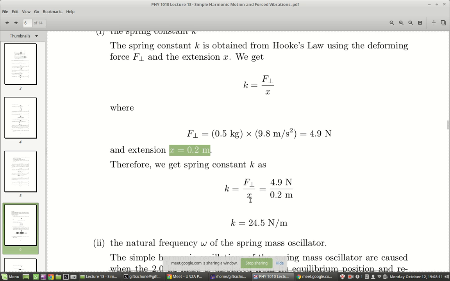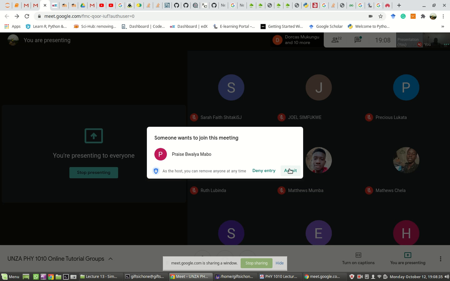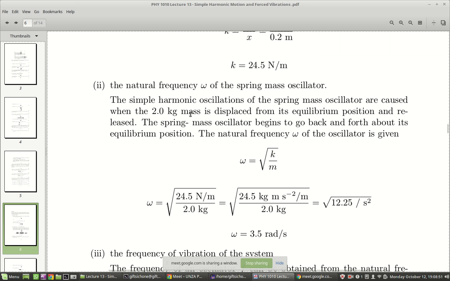The next bit is we replace the 0.5 kg mass with the 2 kg mass. When we replace the 0.5 kg mass with the 2 kg mass, we can next work out the natural frequency. The reason I work out the natural frequency is because when we replace the mass with the 2 kg mass, we put it up to a particular distance, then we release it, and it starts vibrating, going back and forth. So we can actually work out the natural frequency.